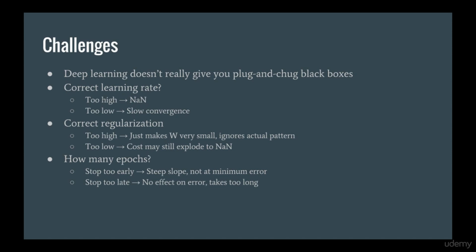How should you choose regularization? If you choose something too high, your weights will just want to go down to very small numbers without regard to the cost. If you set regularization too low, then it might not have any effect at all, and your cost may still explode and become not a number. How many epochs should you use? If you stop too early, you'll see a steep slope, which means your error could have been reduced if you kept going. But if you stop too late, that means you waited much longer than you had to in order to arrive at your final answer.